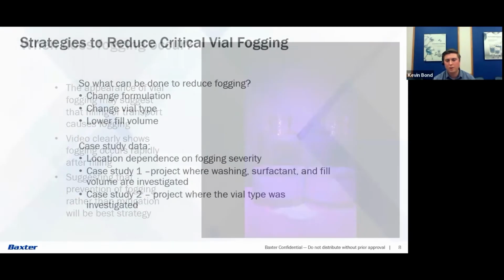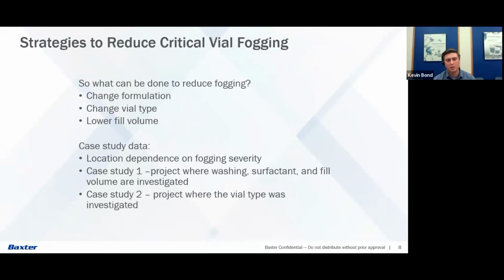So, what strategies can we employ to reduce vial fogging? Even though root causes are poorly understood, there are some strategies which we've used to help reduce the impact of vial fogging. If you're very early in development, you can experiment with formulation changes to see if you can reduce vial fogging while also keeping your drug substance stable and not altering any of your other critical quality attributes. However, most biologics will require the presence of a surfactant, so the formulation change options really may be limited.